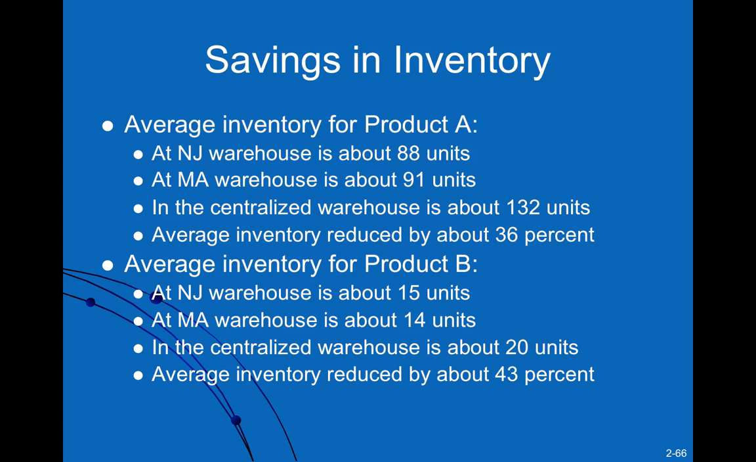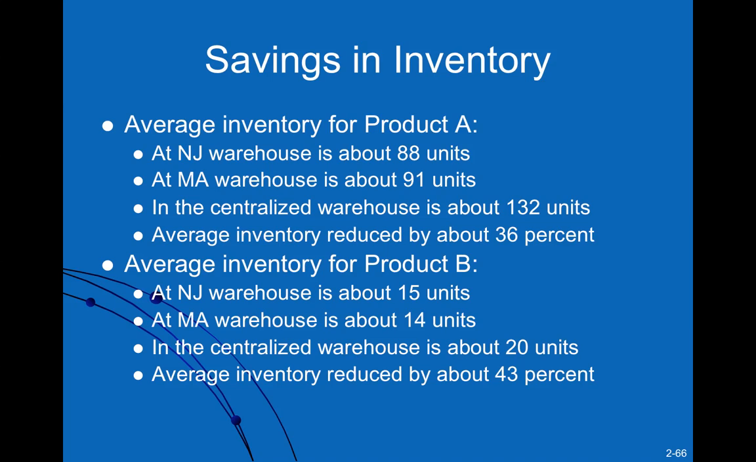Anyway, in the New Jersey warehouse, we see for product A, the average inventory is about 88 units. Now, how do we determine the average inventory? The average inventory is the average of the order quantity, so Q over 2, plus the safety stock. So think about it. Safety stock is what you carry all the time, but the order quantity Q has to be depleted over the inventory cycle.